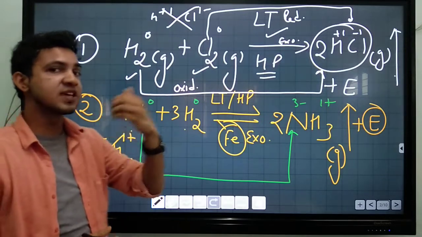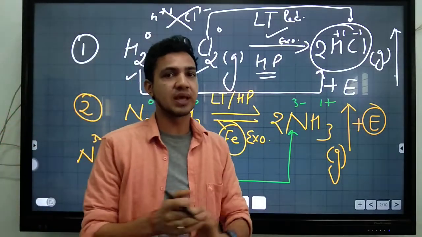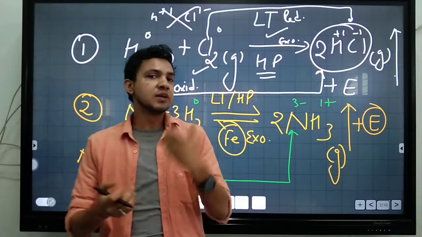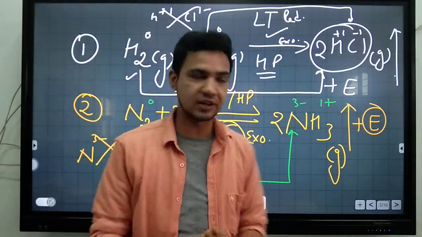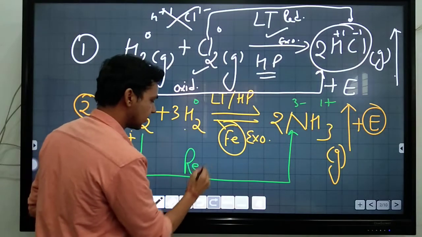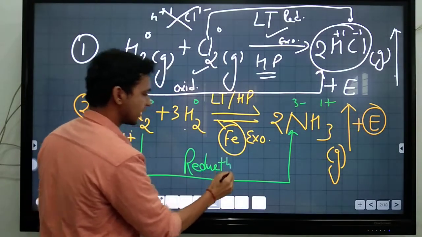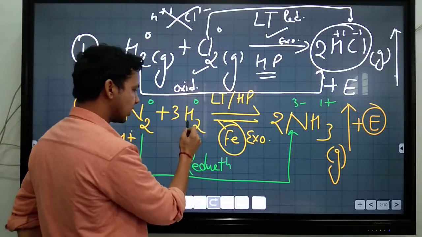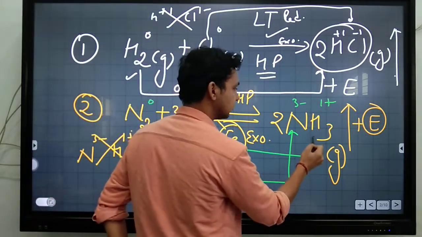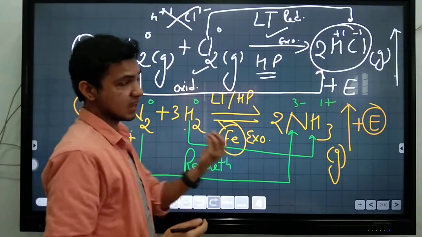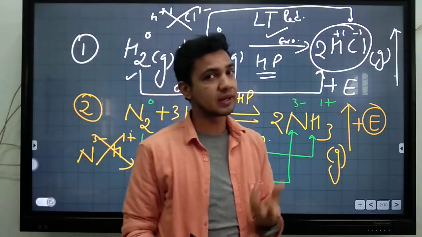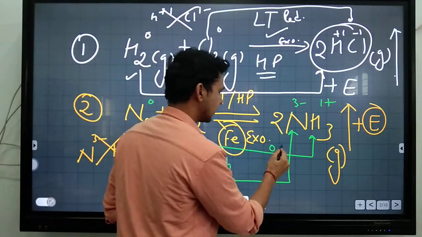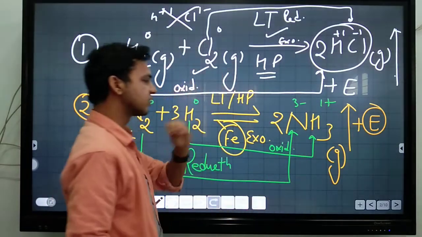If any species gains a negative charge, it means it has a tendency to gain electrons. Those reactions in which the gaining of electrons takes place are generally known as reduction reactions. So here the nitrogen is going for reduction, and hydrogen is carrying a positive charge. If any species has a tendency to lose electrons and carries a positive charge, that process is known as oxidation.